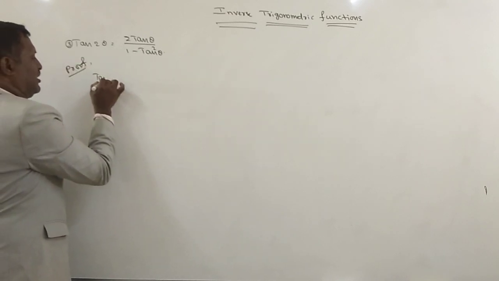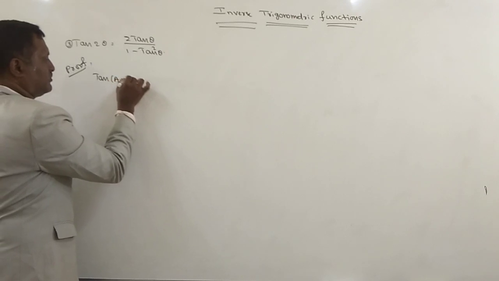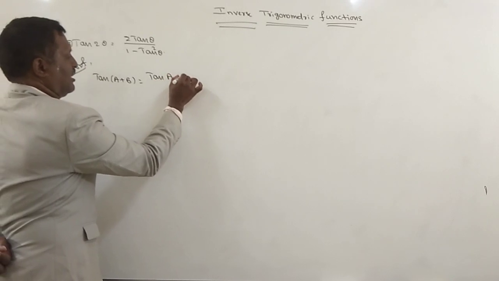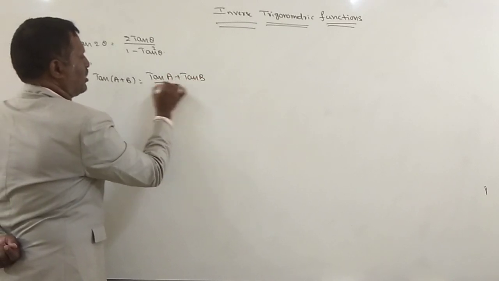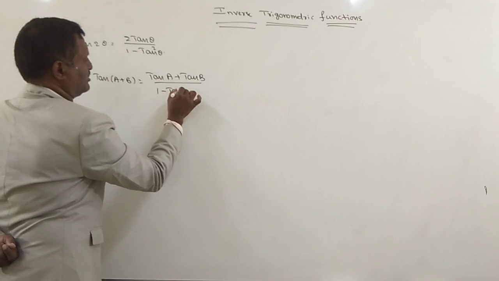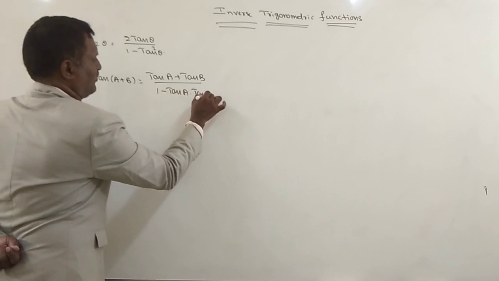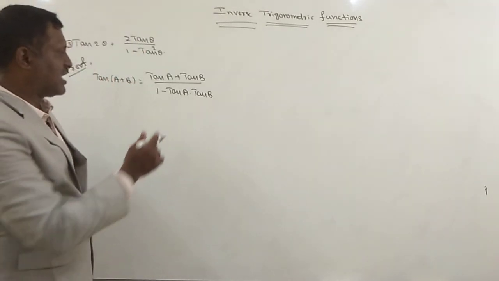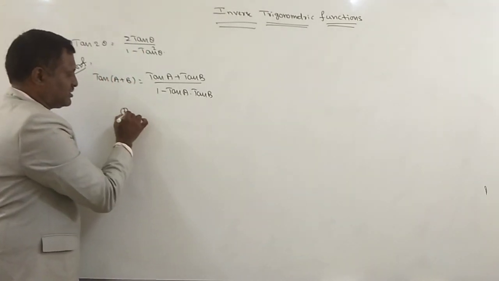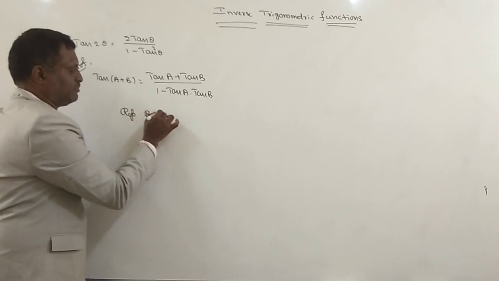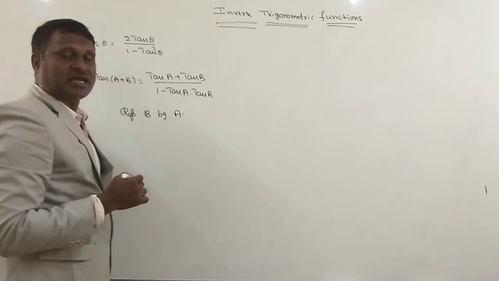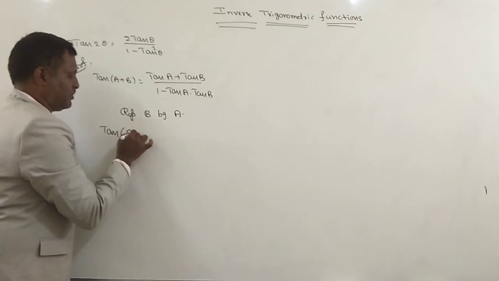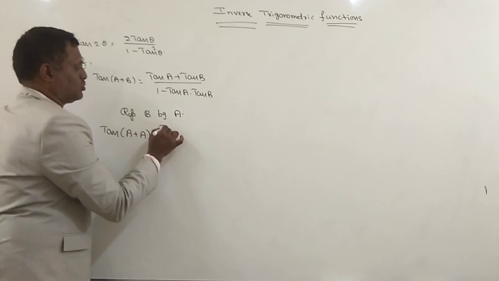Tan of A plus B, we know the compound angle formula. From the compound angle formula, what can we write? Tan of A plus B equals tan A plus tan B divided by 1 minus tan A into tan B. Replace capital letter B by capital letter A. Then what can we write? Tan of A plus A.